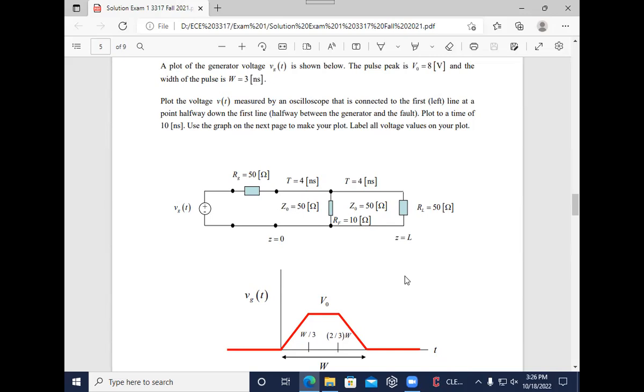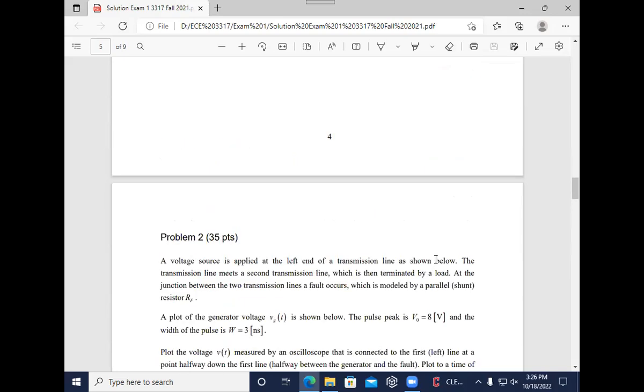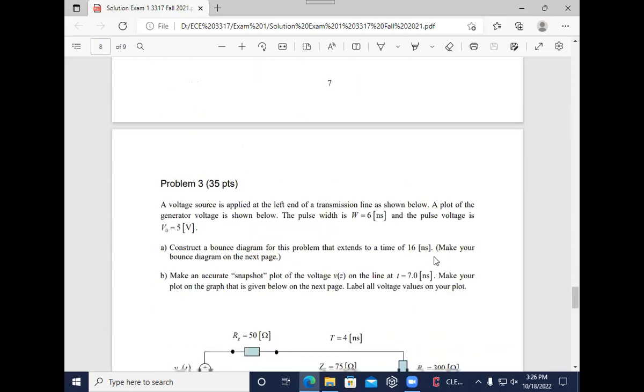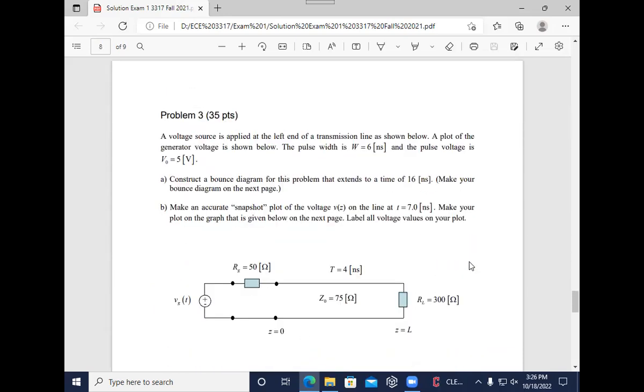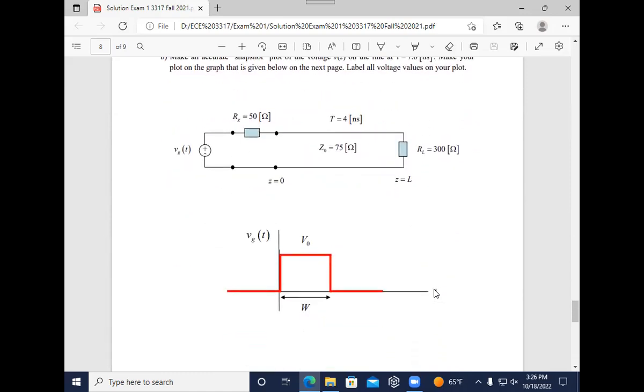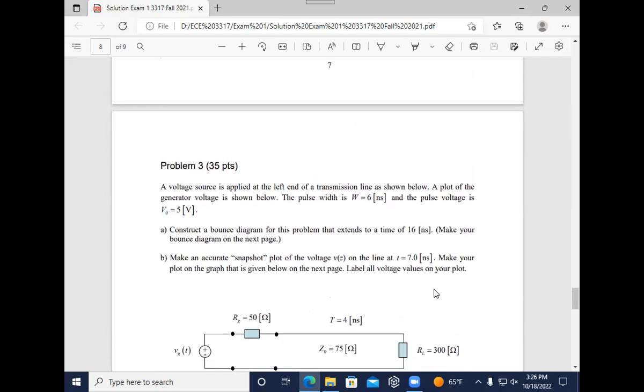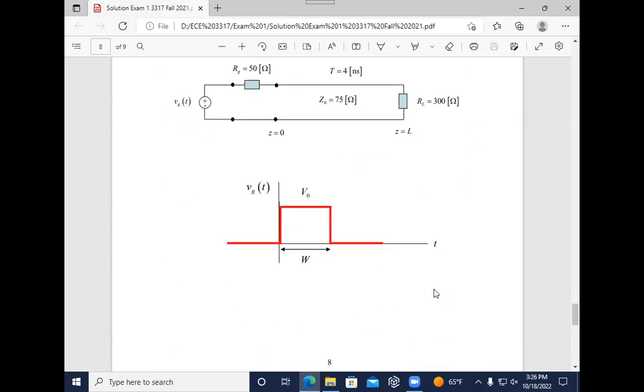I had a question on question 3, fall 2021. More specifically on how to come up with the actual snapshot of your wave from the bounce diagram. So in other words, part B? Yeah. Okay. So you're okay with the bounce diagram in part A? Okay. And let's see, so the pulse has a width of 6 nanoseconds.